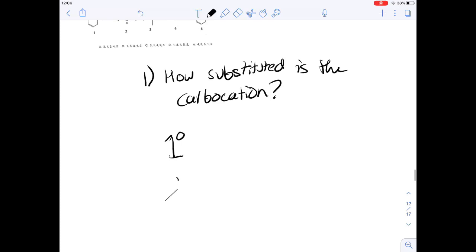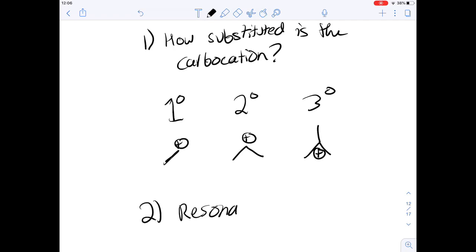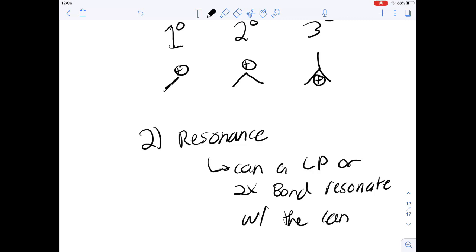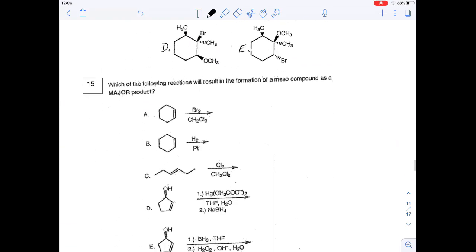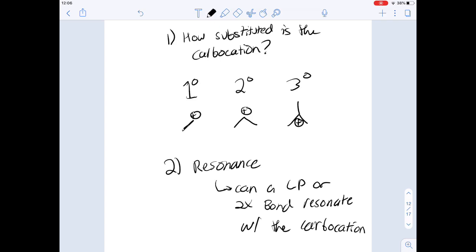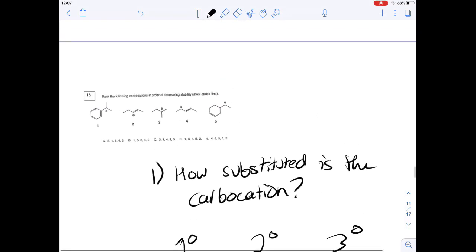Okay? So primary carbocations are going to be the least stable and the least substituted, and it's just going to be bonded to one carbon. Secondary carbocations are going to be medium stability, and tertiary carbocations bonded to 3 carbons are going to be your most stable. The next thing you should look at is resonance. Can a lone pair or double bond resonate with the carbocation? All right, so obviously if resonance is possible, that's going to help the stability of the carbocation.